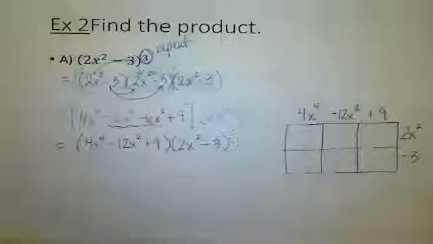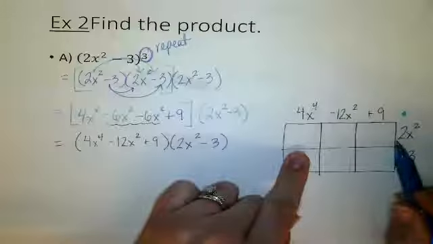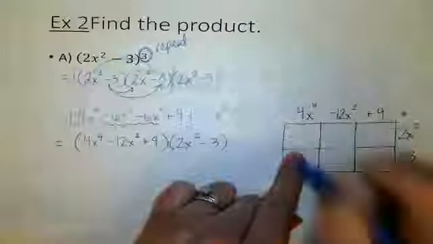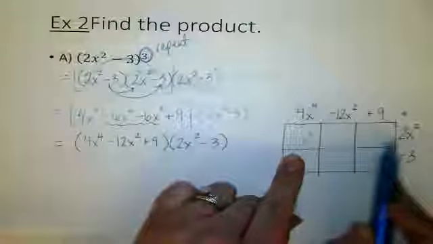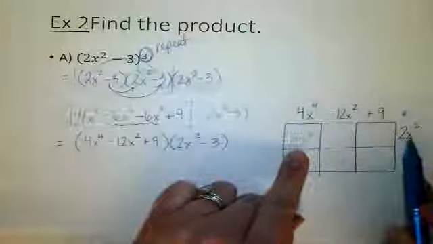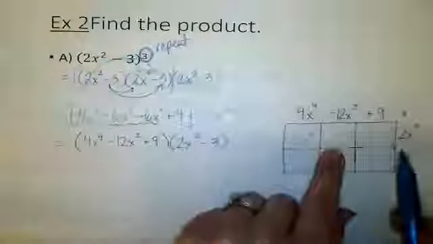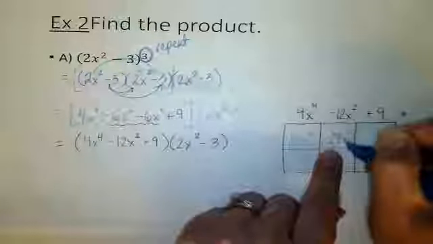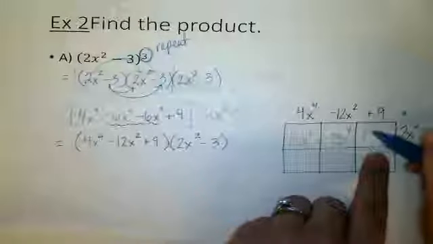All right, I'm going to go ahead and fill in the top row here with our product. What is 4x to the 4th times 2x squared? 8x to the 6th. Very good. The numbers multiply, 4 times 2 gives me 8, and we get to add the exponents. x to the 4th times x squared becomes x to the 6th. All right, negative 12x squared times 2x squared. Negative 24x to the 4th. Good. 9 times 2 gives us 18.